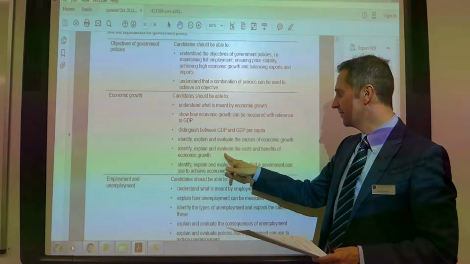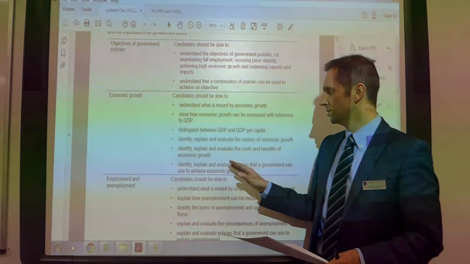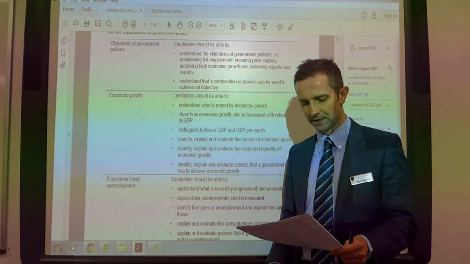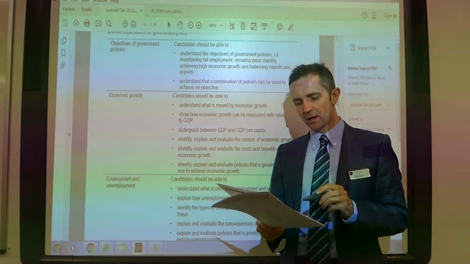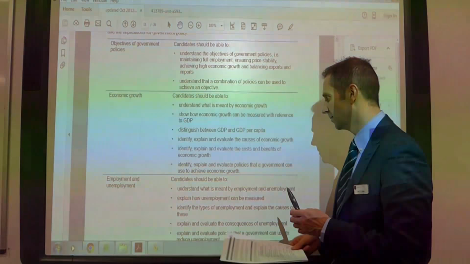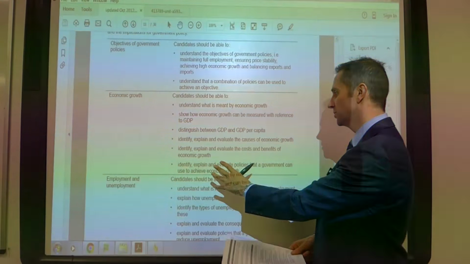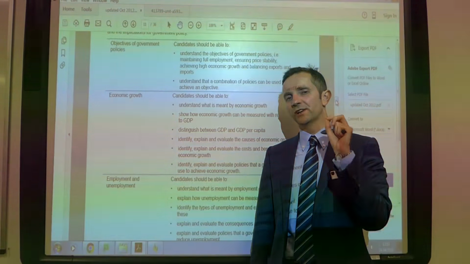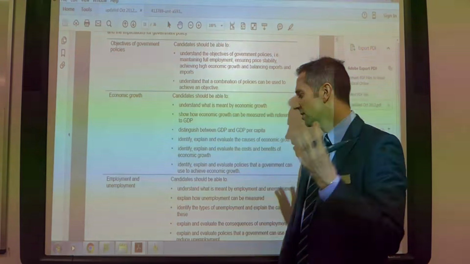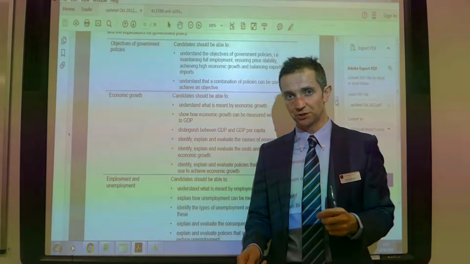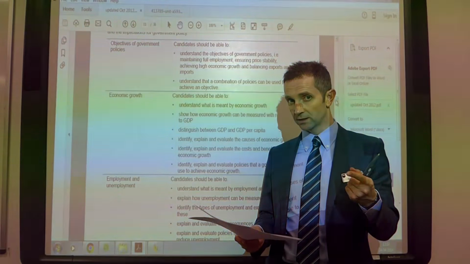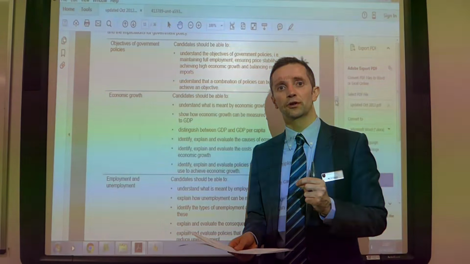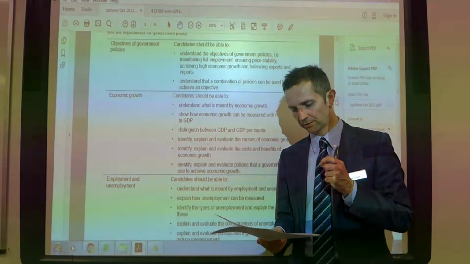Identify, explain and evaluate the costs and benefits of economic growth. So again, identify and explain has been done recently, but not evaluate the costs and benefits. And then finally, looking at my notes here, this is where the supply-side policies came in. Evaluate policies a government can use to achieve economic growth. So in 2 of the last 3 papers, the question has cited specifically supply-side policies and how supply-side policies can be used to achieve economic growth. And the other one, so that would be 2 of the 3 papers, and the 3rd paper asked how income taxes could be used to achieve economic growth.